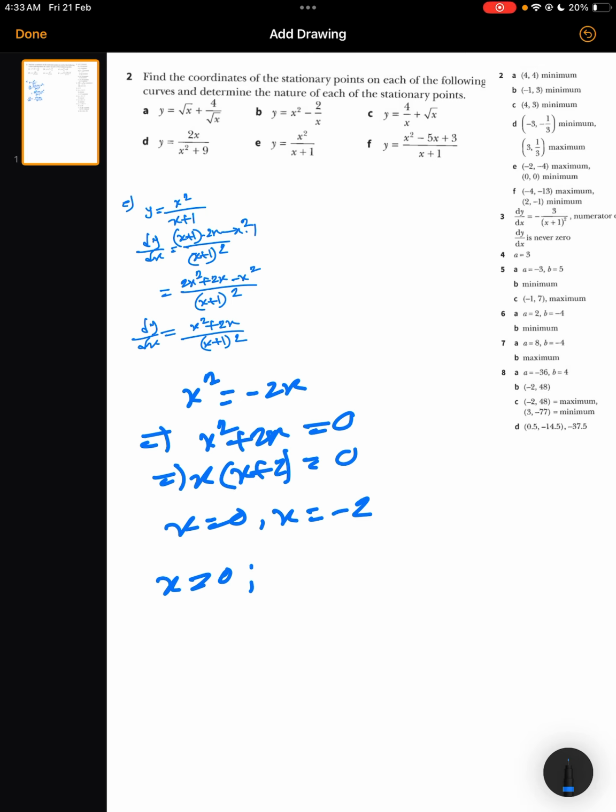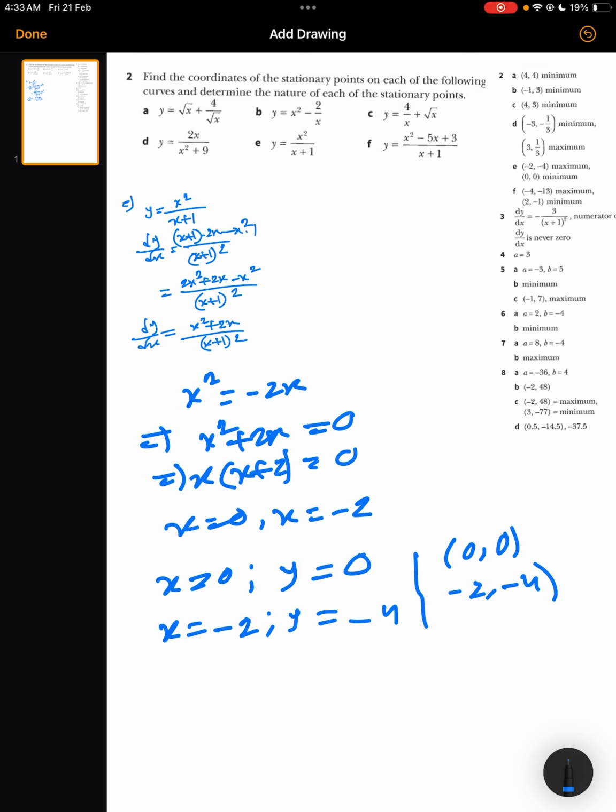When x is equal to 0, y should be 0. When x is equal to negative 2, y would become 4 minus 4. So (0, 0) and (-2, -4). If we plot these points, we'll have the first point here, and the second point here. So it is maxima, it is minima.